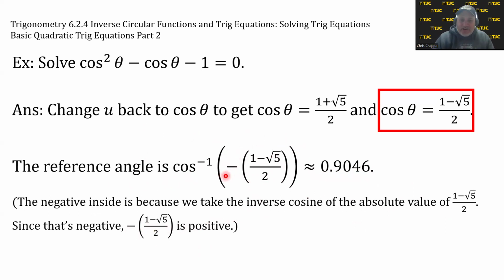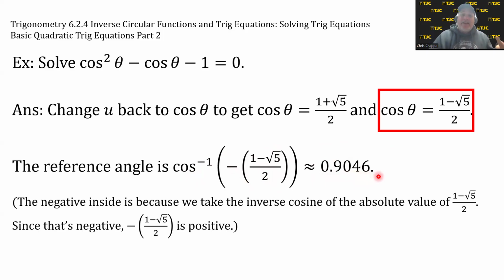Now, had you not put the negative there and done inverse cosine of what you see, then it would have to give us a value where cosine is negative, and that would be over in quadrant 2. So this would have given us a non-acute angle. So again, a little bit sneaky there, but that's what happens sometimes when you have these expressions where it's not clear if they're positive or negative. So cosine inverse of the absolute value of the expression, which is the negative of this, is 0.9046.